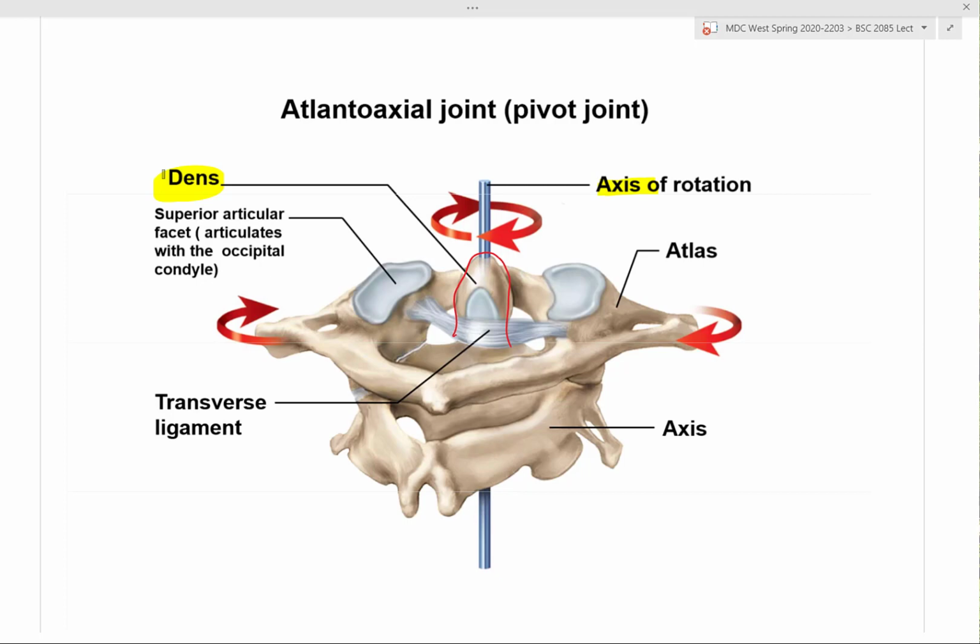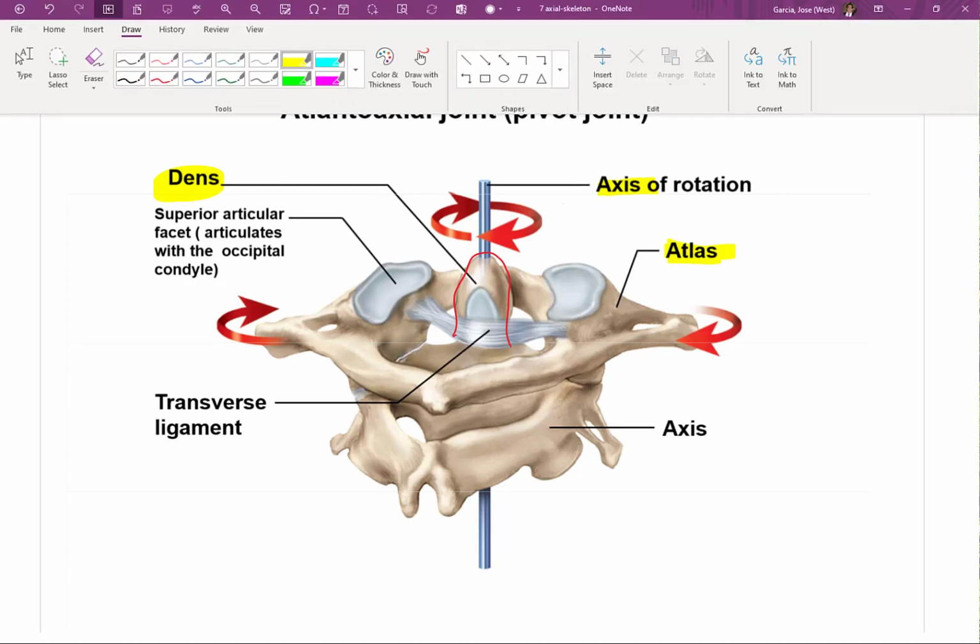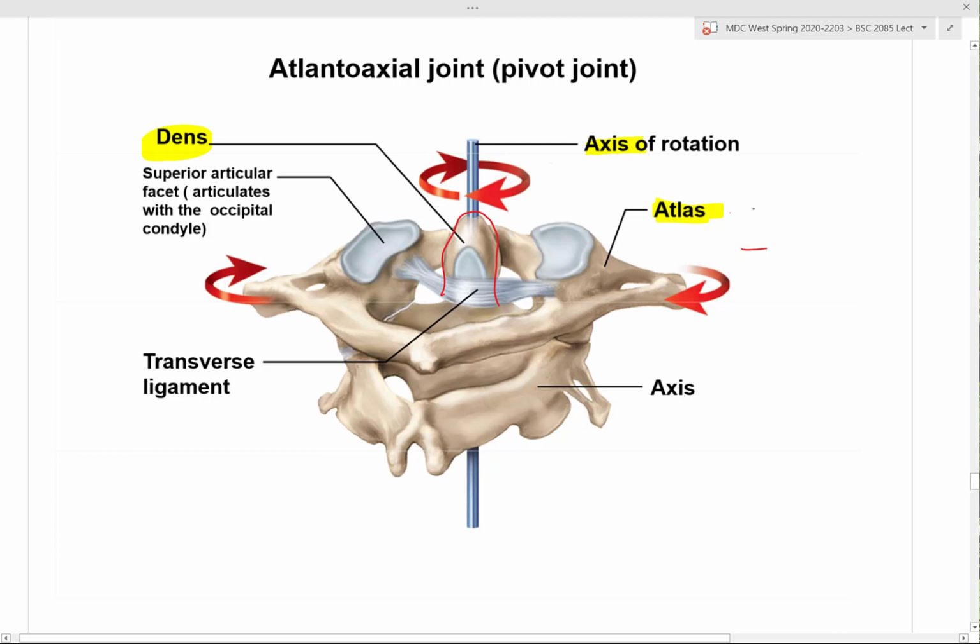Okay. The other thing that is specific for the axis, so right here, atlas, just write that down. It has no vertebral body, right? The axis has a specific structure known as the what? Dens. So who has a dens? The axis. So if you see the word dens, automatically you're going to answer axis, if you see that anywhere.